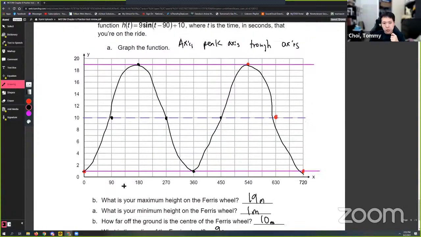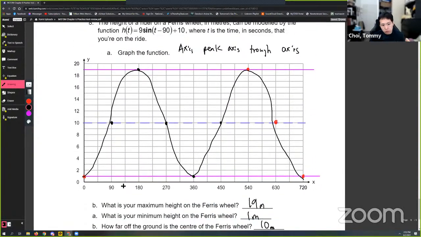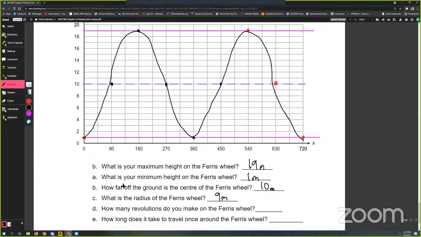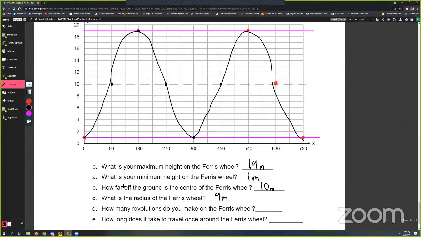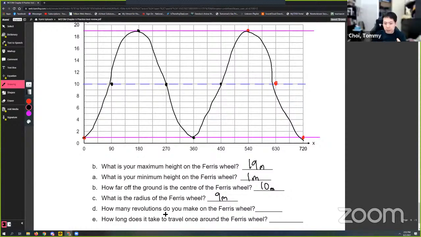How many revolutions do you make on the Ferris wheel? So, Mister, the radius is always the amplitude? It doesn't change. If it's a circle, yes. Okay. Part D, how many revolutions do you make on the Ferris wheel here? From beginning to end, from x equals 0 all the way to the end? Yes, 2 rotations. We start from 0, we go all the way to 720. You went up and down twice. So that'll be 2 revolutions.